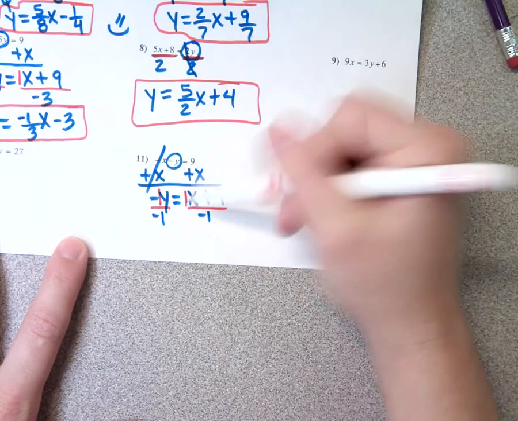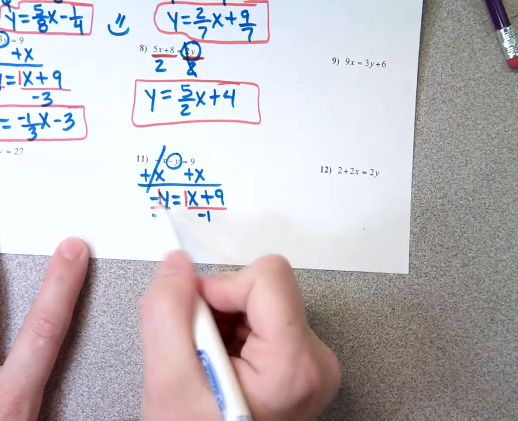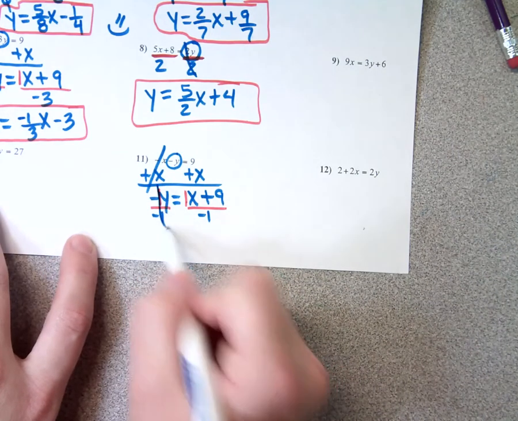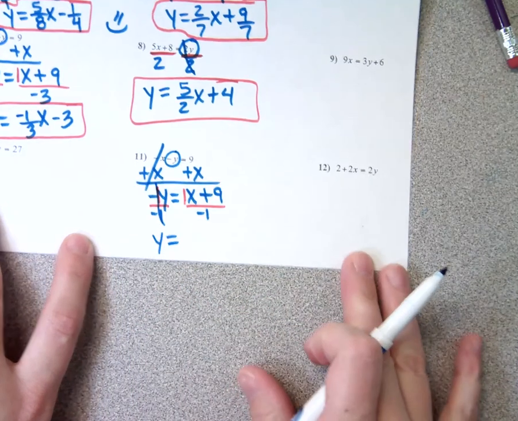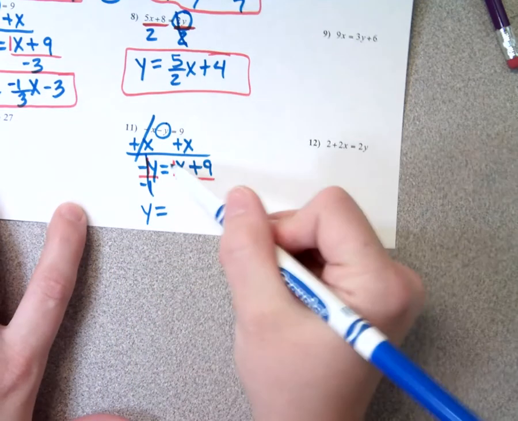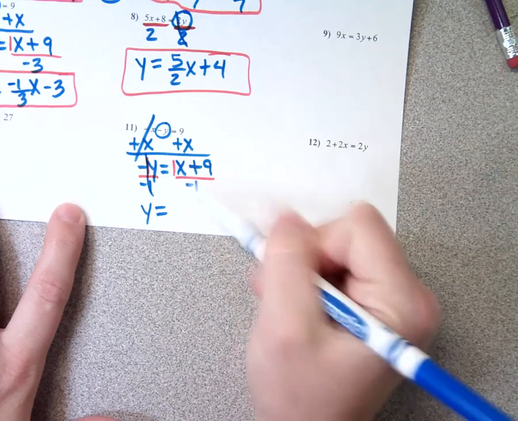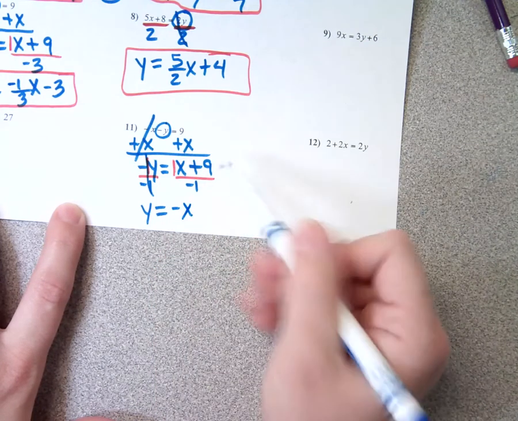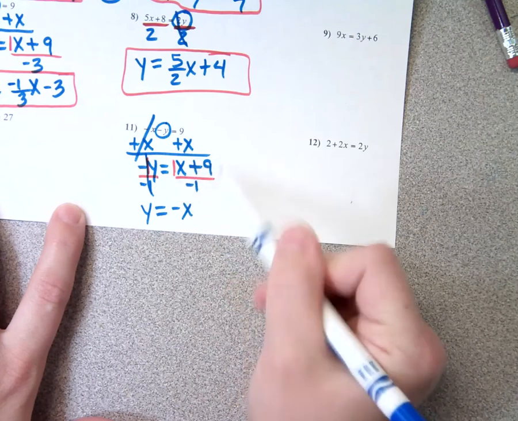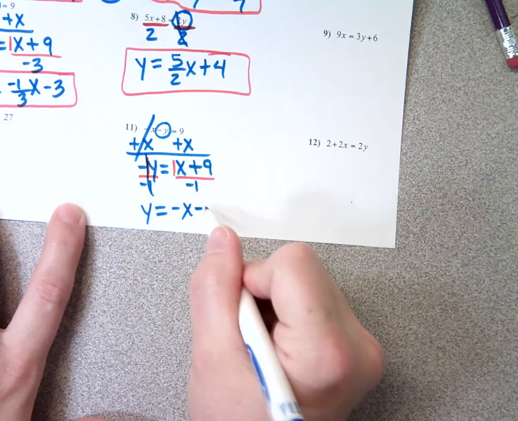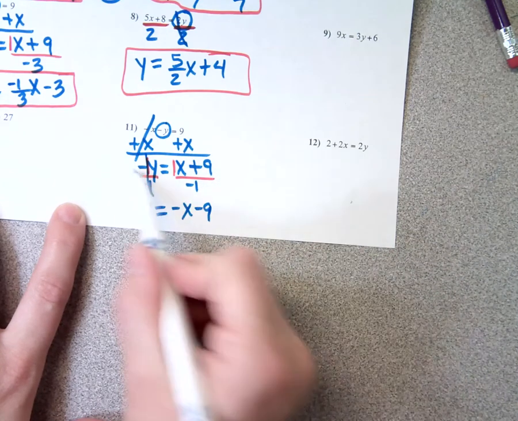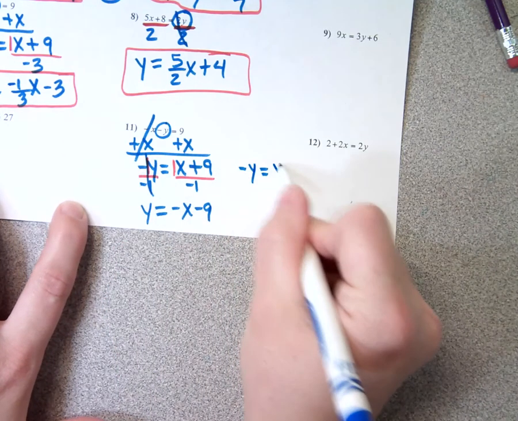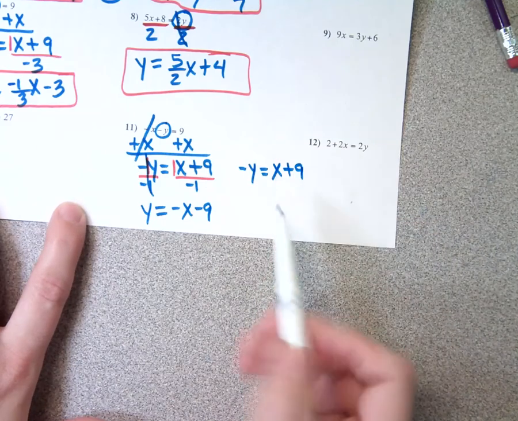Remember, there is a positive 1 in front of this x, you just don't see it. So negative 1 divided by negative 1 is a positive 1. All you're left with is 1y or y. What's 1 divided by negative 1? Negative 1, so negative 1x or just negative x. And then what's 9 divided by negative 1? Negative 9.